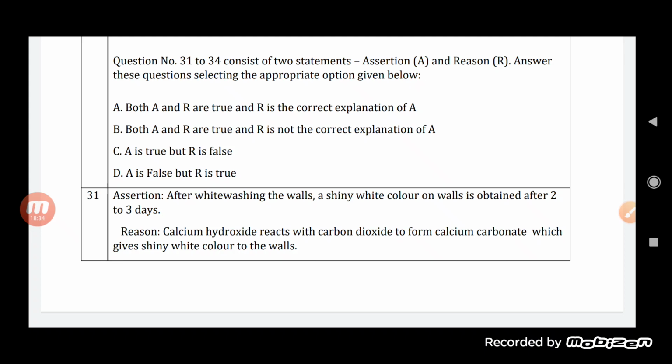Now see here, the reason given is that calcium hydroxide reacts with carbon dioxide to form calcium carbonate, which gives the shiny white color to the wall. So this is the correct reason given also. Both the statements are correct, as well as the reason given for the assertion. So if we look at question number 31 in assertion and reason, we will find that option A is the correct one, where the assertion and reason both are true, and the reason is the correct explanation of the assertion.